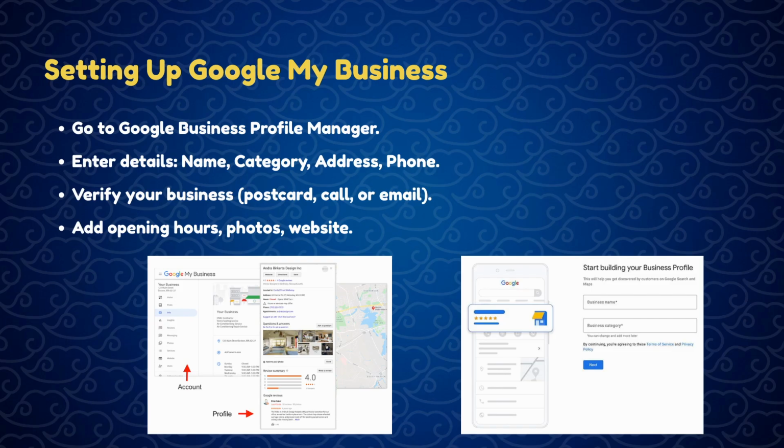One important thing we have to see is NAP consistency. NAP stands for name, address and phone. Your name, address and phone must be exactly the same everywhere, like Google, Instagram or Justdial. For example, if your shop board says Sri Krishna Sweet Mart, don't write Krishna Sweets online. Customers will get confused, and Google too.